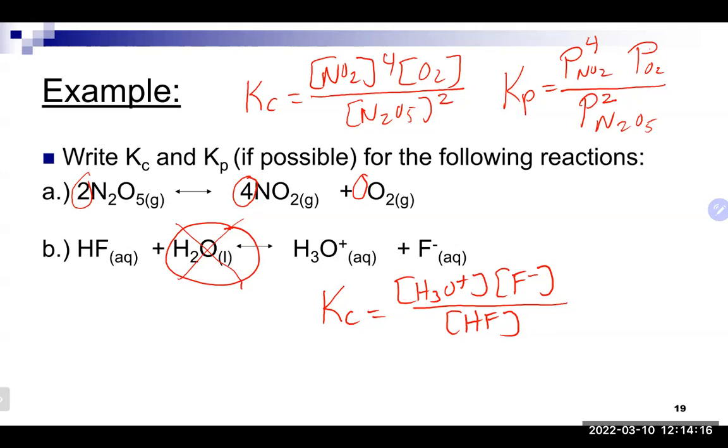Can I write a Kp for the bottom one? I cannot. Again, there are no gases involved, so you cannot write a Kp expression. Any questions on how to write those?